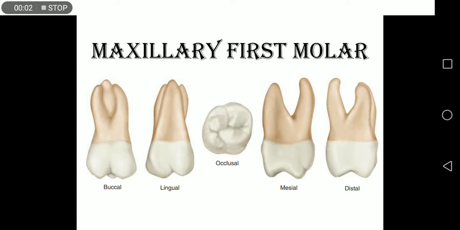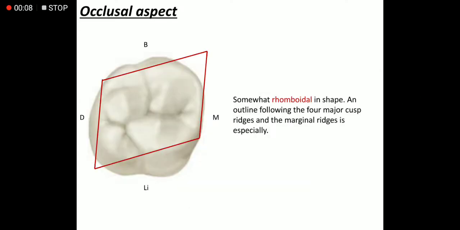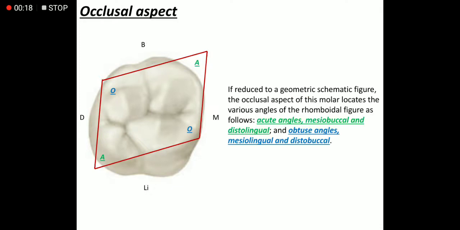Maxillary first molar. In this video we are going to discuss the occlusal aspect in detail. From the occlusal aspect we can appreciate a rhomboidal shape. This rhomboidal shape is outlined by the four major cusp ridges and marginal ridges. The mesiobuccal and the distolingual line angles form an acute angle, whereas the mesiolingual and distobuccal line angles form an obtuse angle.